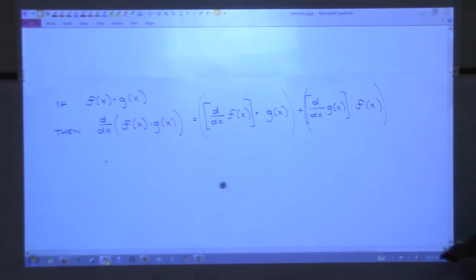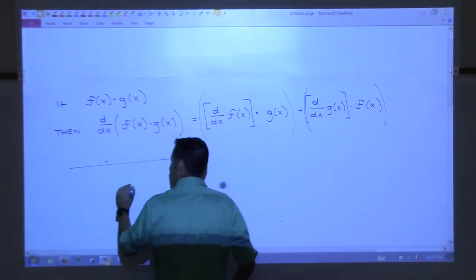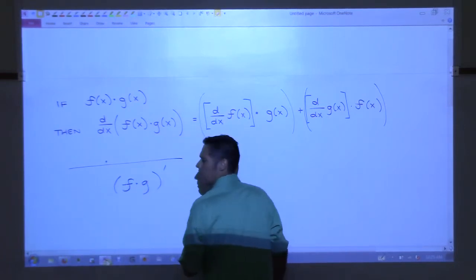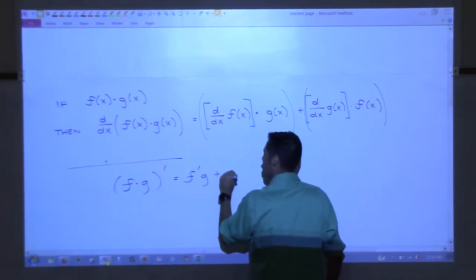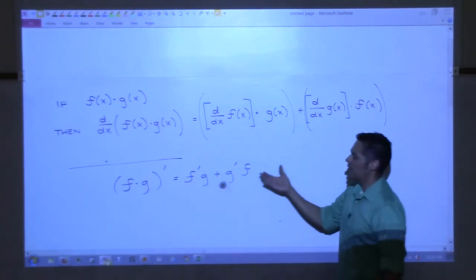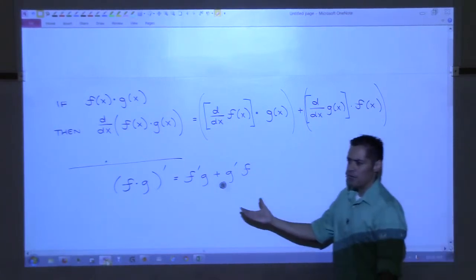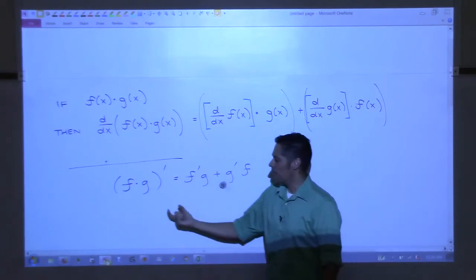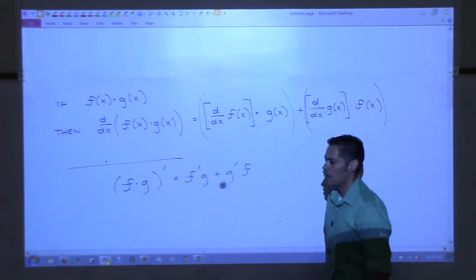Okay, so that's the formula. Let me show you a different version of the same formula. If I want to write this a different way, if you have f times g and you want their derivative, then it's f prime g plus g prime f. Do y'all see that that's the same formula as that one? This is the notation I'm going to use right here. The derivative of f times g is f prime g plus g prime f.